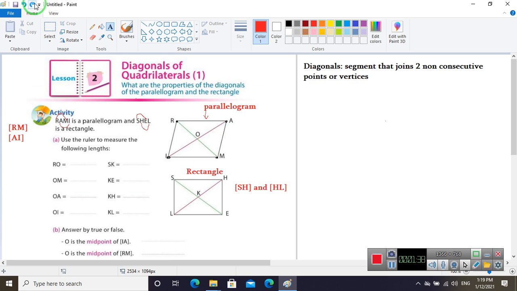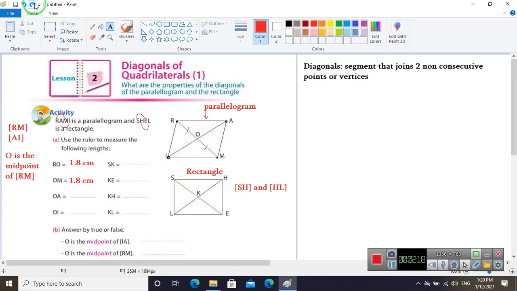Use the ruler to measure the following lengths. If I measure RO, I find that it is equal to 1.8 centimeters. If I measure OM, it's also 1.8 centimeters. That means RO equals OM. What does it also mean? That O is the midpoint of what? Of RM. How can I distinguish this by using our eyes, by looking at the figure? We put the coded information, like we see OR equal to OM by one tick or one dash. So O is the midpoint of RM.